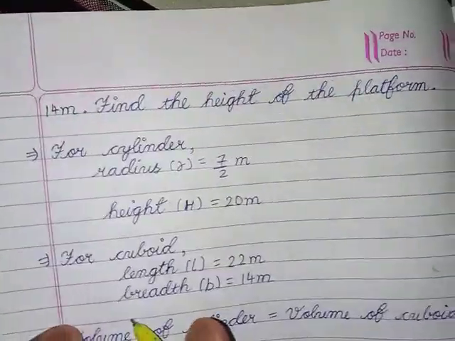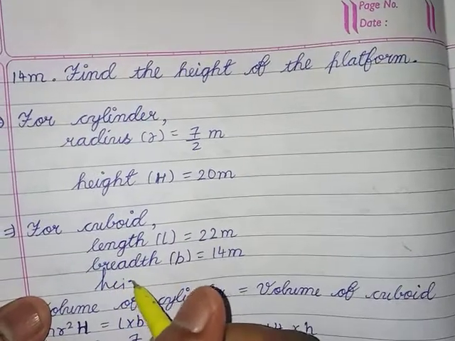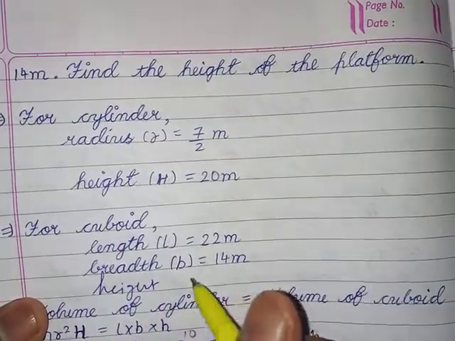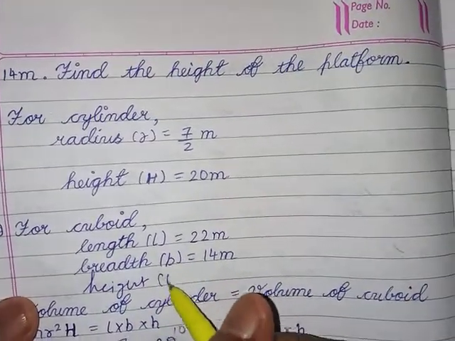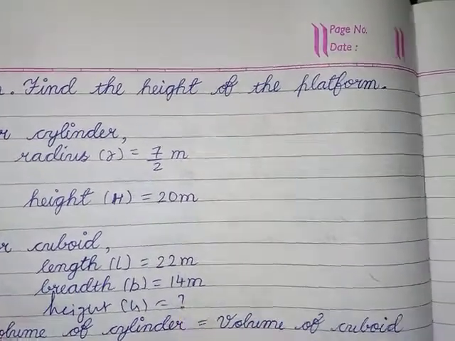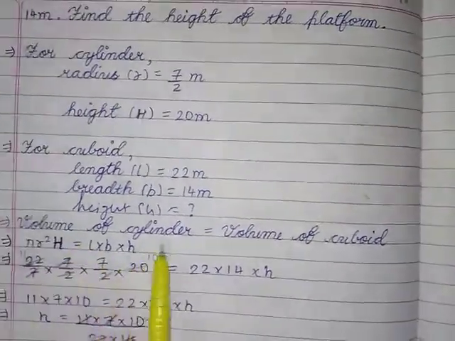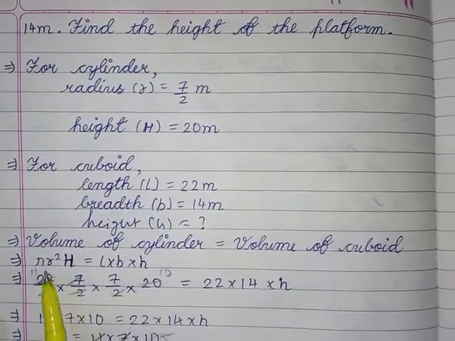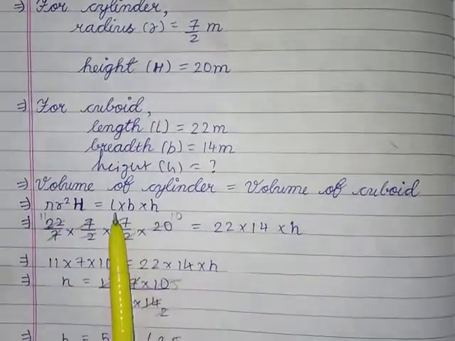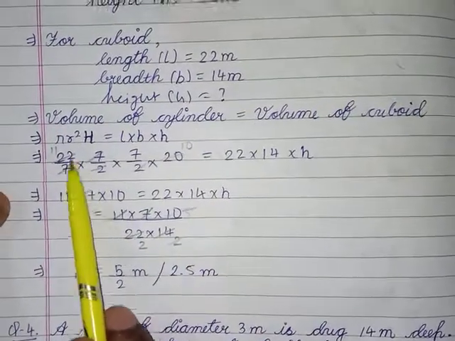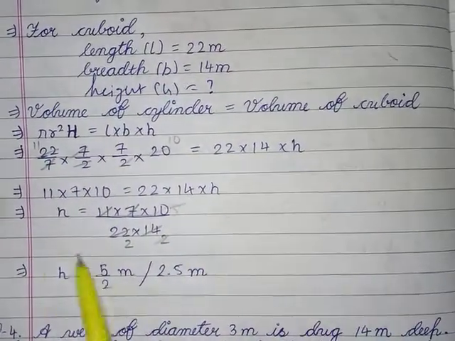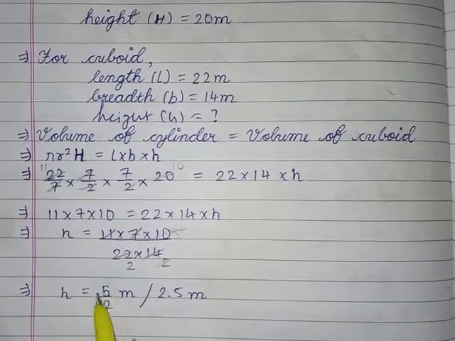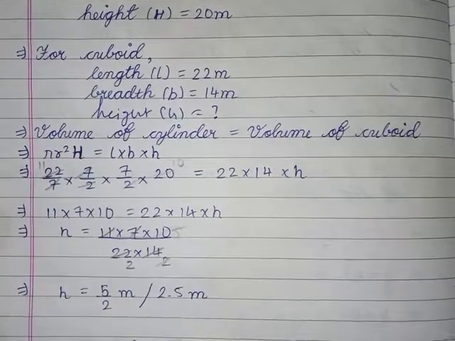You have to write height. You have to find it. So volume of cylinder is equal to volume of cuboid. Volume of cylinder is what? Pi r square h, and L into B into h. So substitute the values and find out h. H you will get 5 by 2, which is 2.5 meter.